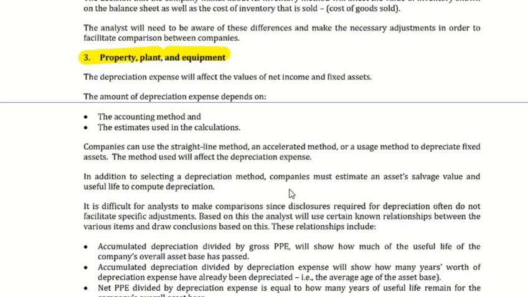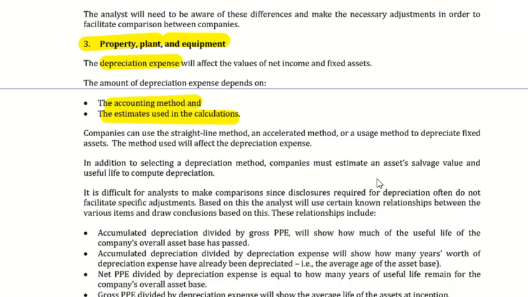What about property, plant, and equipment? What are some of the differences over here? Remember, a big item for property, plant, and equipment is the depreciation expense that I reduce the value of my property, plant, and equipment by. The amount of the depreciation expense is dependent upon what method I use, and the estimate. Do I use a 10% estimate or a 20% estimate? We saw all of this, by the way, guys, in the long-lived assets section.